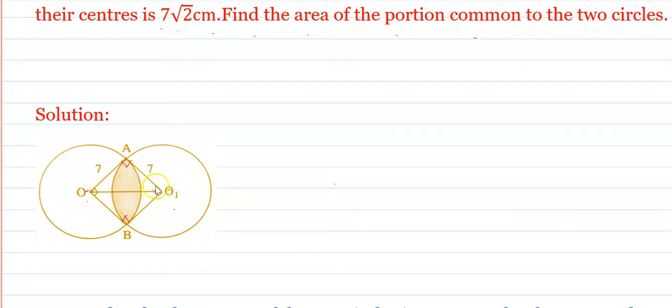This is the 7 root 2. It's clear that it is a right angle isosceles triangle. Okay, measure of this angle is 90, and therefore this must be 90.